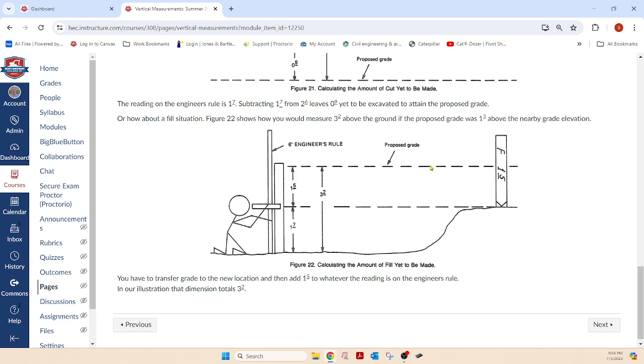Right here is 1 5/10. But I'm not there. I'm down here at 1 7/10. So how much dirt is going to get me to where I need to be, which is 3 2/10? Fill 3 2/10, and that will put me at proposed grade. That will be this 1 5/10 plus this 1 7/10, and that will get me to where I need to be. So a fill of 3 2/10 needs to go on that lath to be at proposed grade.